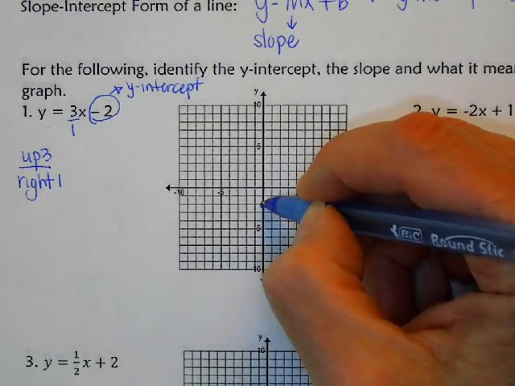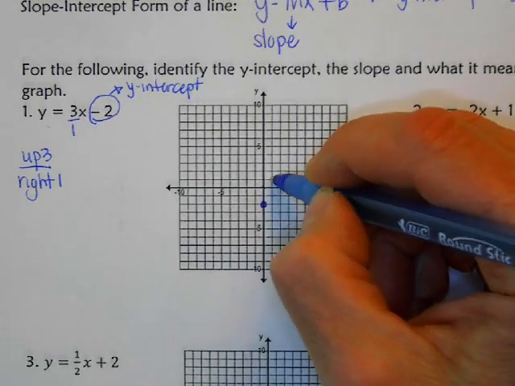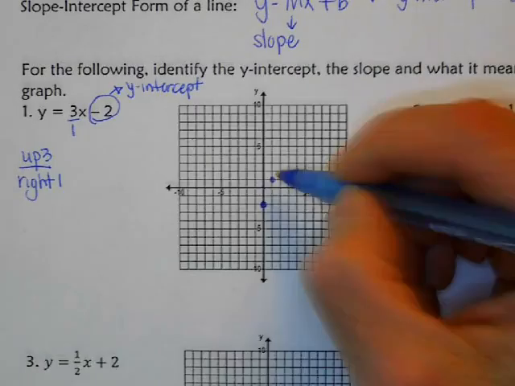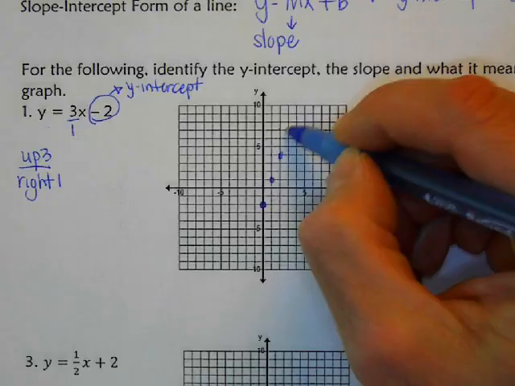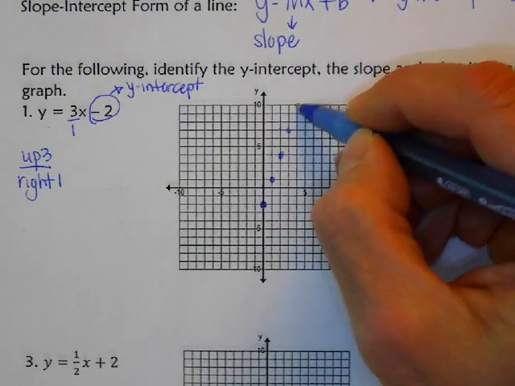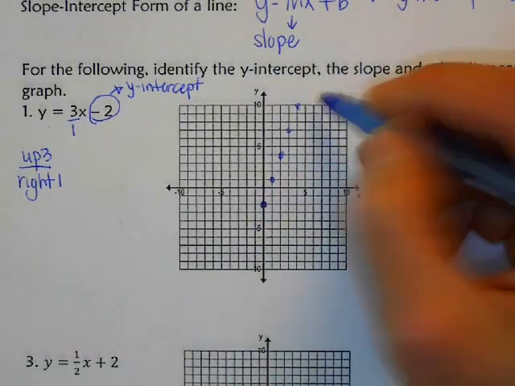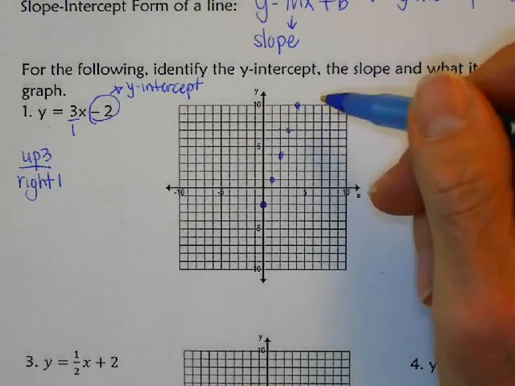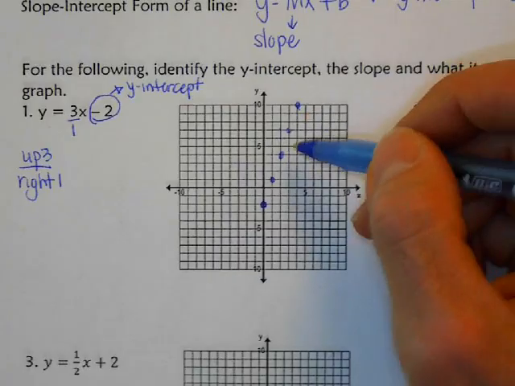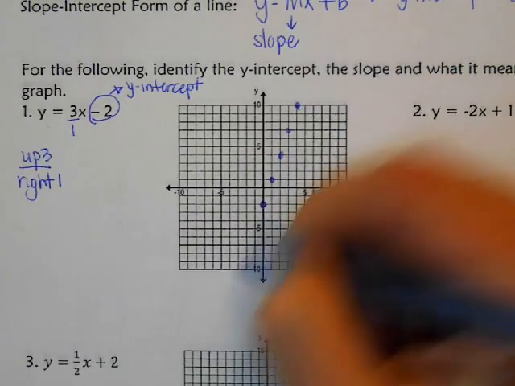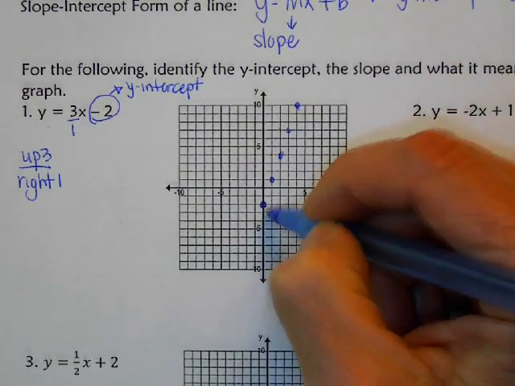So from the dot that we drew, we're going to go up 3 to the right 1, and then we can draw a dot. Up 3 to the right 1. And I just keep repeating this pattern, and I will go backwards as well. Because when we look at graphing systems, we're going to want to know where do they cross. So we want to have as much of a line as accurate as possible.